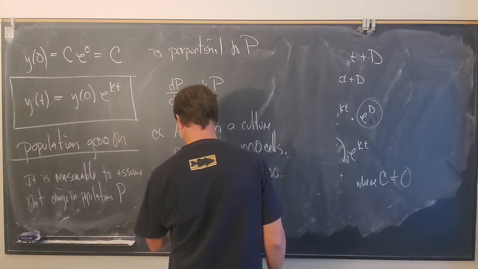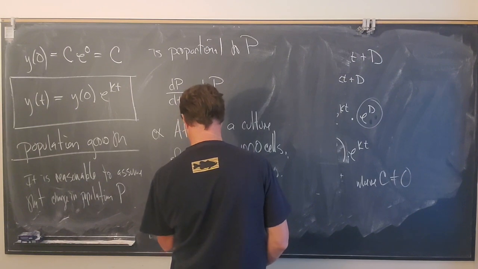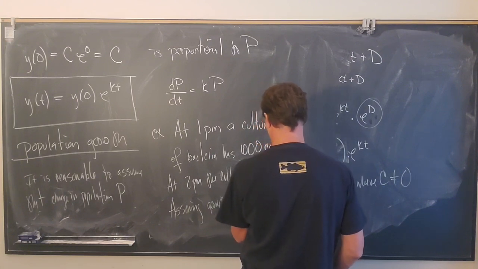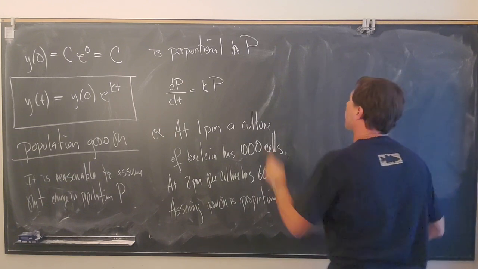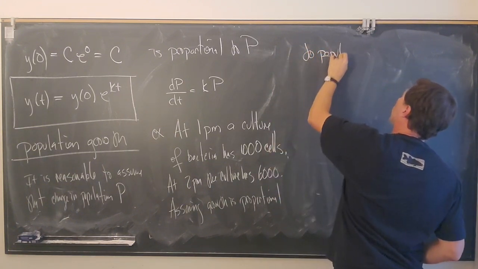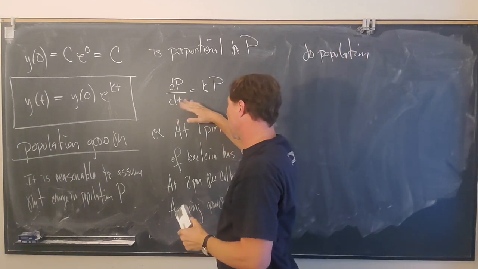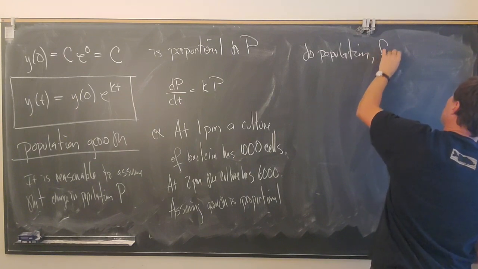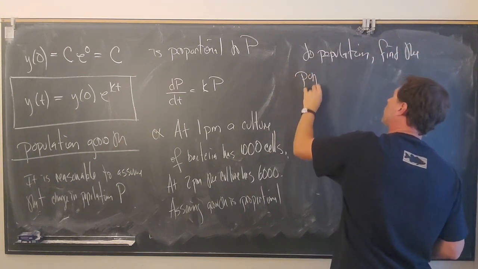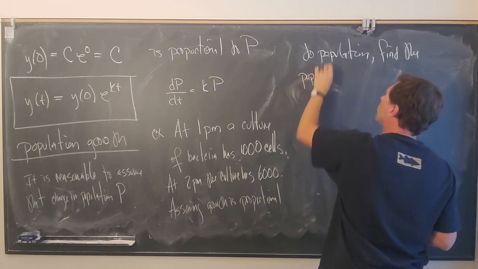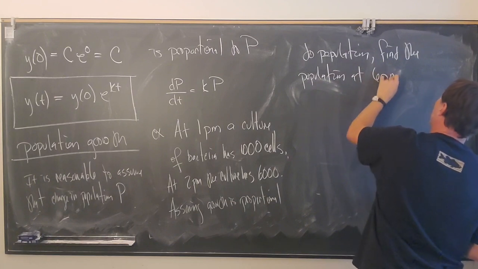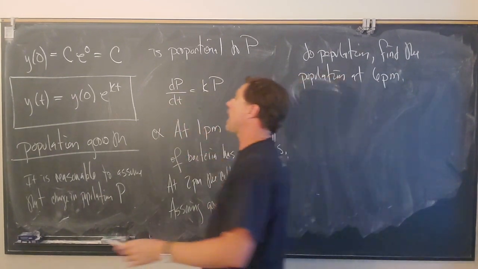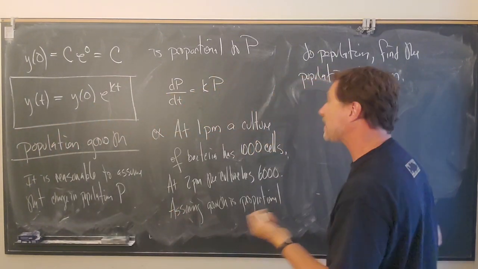So assuming that the growth is proportional to population, meaning that this differential equation models the behavior of the bacteria, let's find the population at 6 p.m. Okay, so if we assume that this differential equation models the behavior, then we can use that solution right there.